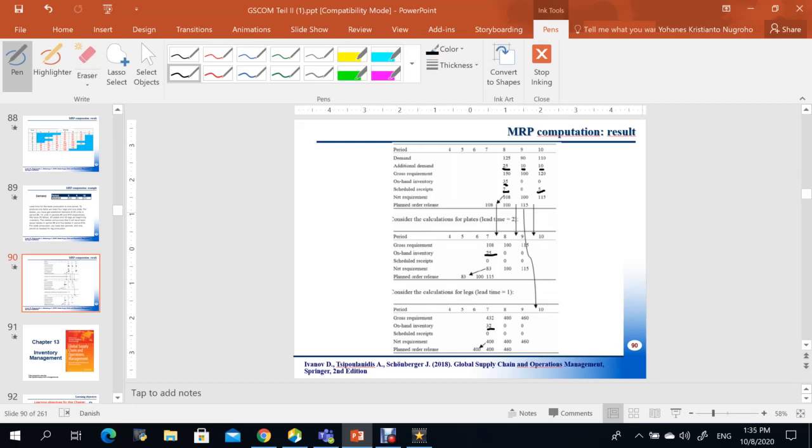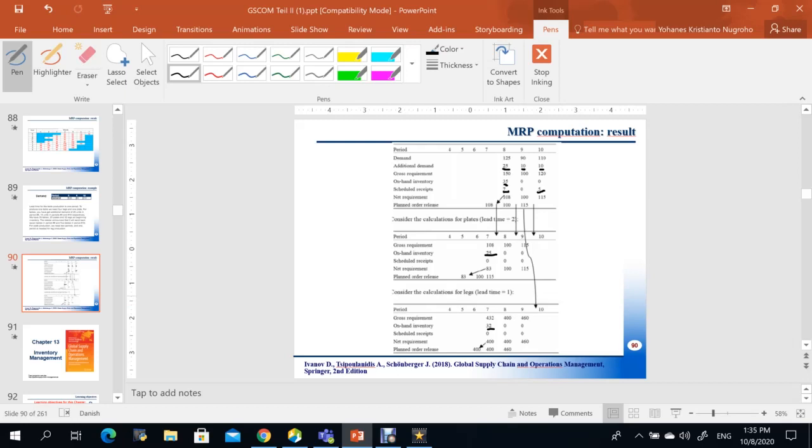As our previous slide mentioned, for plate production we need 2 periods and 1 period is needed for leg production, and therefore the plates must be available 2 months in advance prior to manufacturing of one table. Also, same case for legs, that is 1 month prior to the delivery of tables.